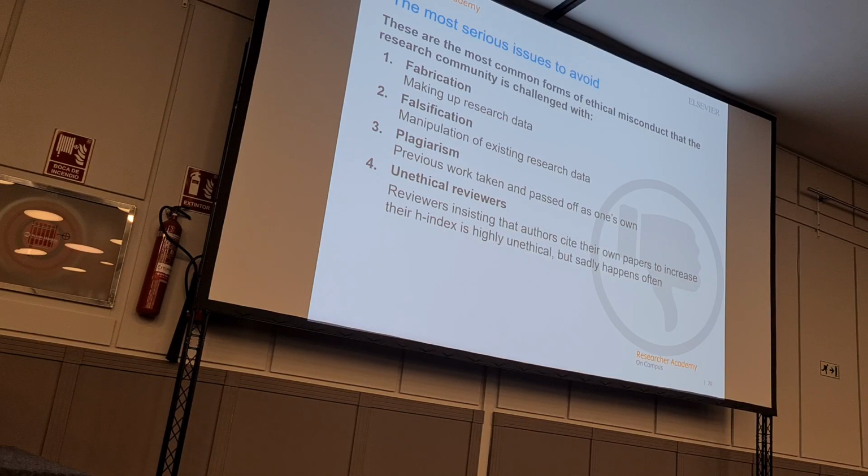Some of the most serious ethical issues to avoid are fabrication of data, making up data that's false; falsification, so manipulating existing data to make it more interesting or make it suit your research question; plagiarism, we'll discuss that soon; and unethical reviewers, so reviewers asking authors to cite their own papers to boost their H-index, that is unethical.